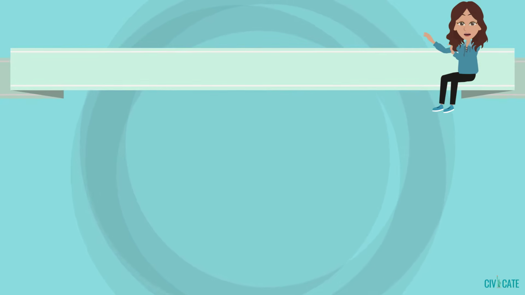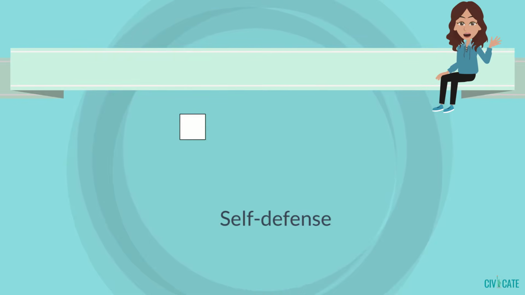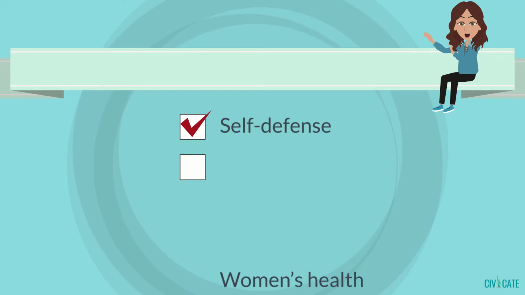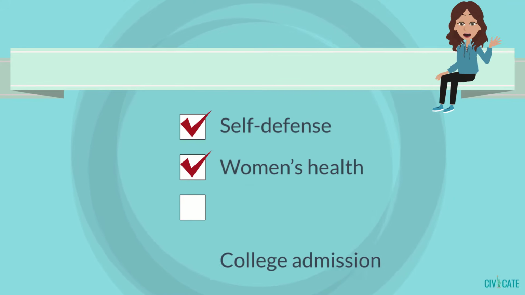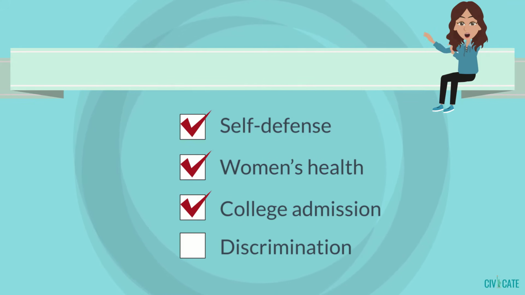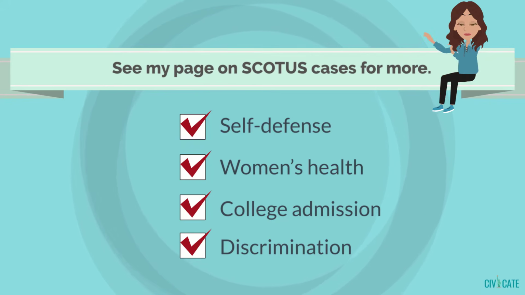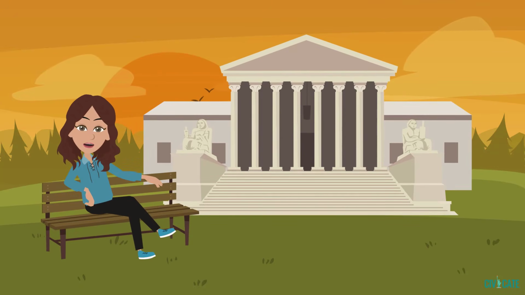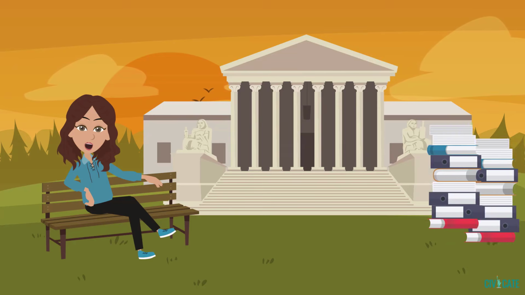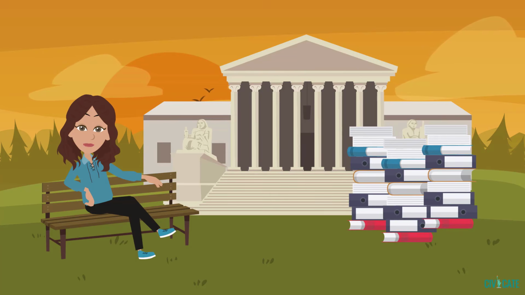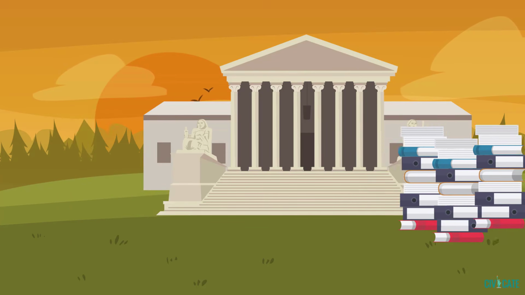There are many other important decisions, including decisions that involve self-defense, women's health, college admission policies, and discrimination against certain groups of people. See my page on SCOTUS cases for more. The Supreme Court has had an important role in interpreting the laws and the Constitution in ways that affect our lives. Every year, there are new decisions by the court that can make a difference for many people.